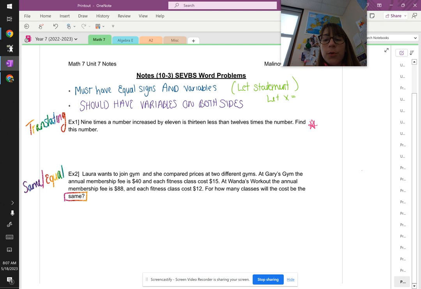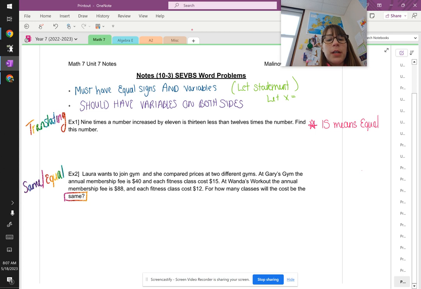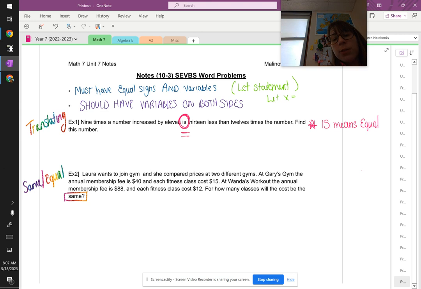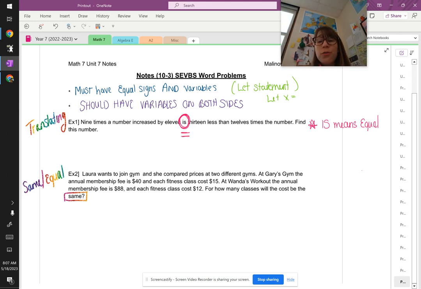First thing I'm going to tell you is always look for the word is. Is means equal in these questions. So 9 times a number increased by 11 is, see how it's kind of pausing there at that is? That right there is my equal sign. Once you find your equal sign, then you just have to get the 2 halves.